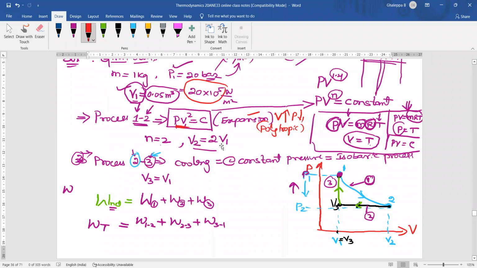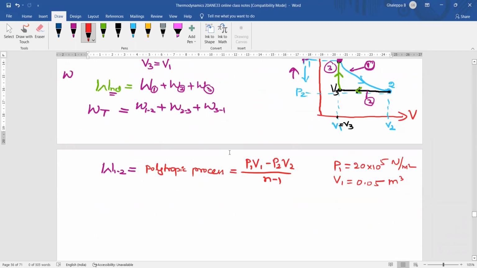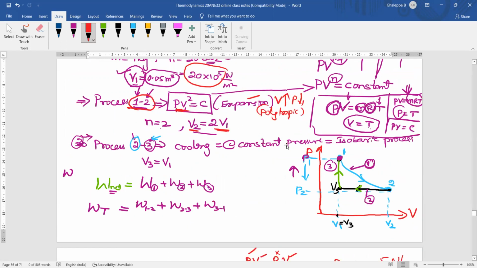Has he given P2? P2 is not given, but V2 is given as 2 times V1. Look at the process 1 to 2: the volume at the end of the first process, V2, is 2 times V1. So V2 is equal to 2 times V1. 2 into 0.05, how much is it? 0.10 meter cube. P1 and V1 we have calculated, P2 we don't know, V2 is calculated. How much is the n value? n is 2.